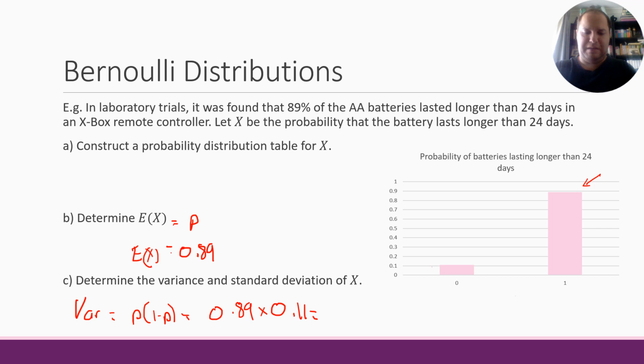Putting that together, we get 0.89 times 0.11 equals 0.0979, and then my standard deviation will be the square root of that, which will be 0.3129. So standard deviation is just the square root of my variance, but there's a simple Bernoulli distribution problem there.